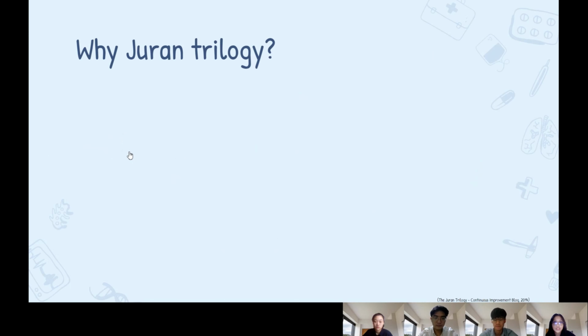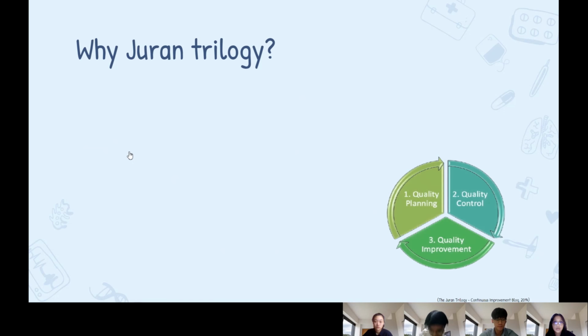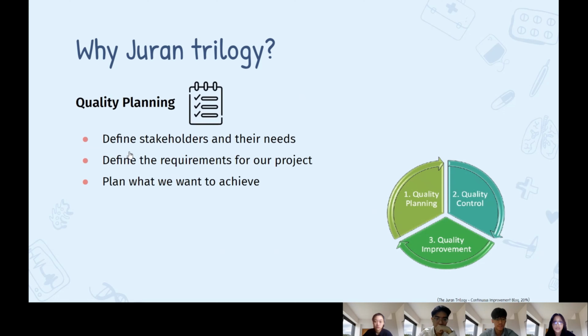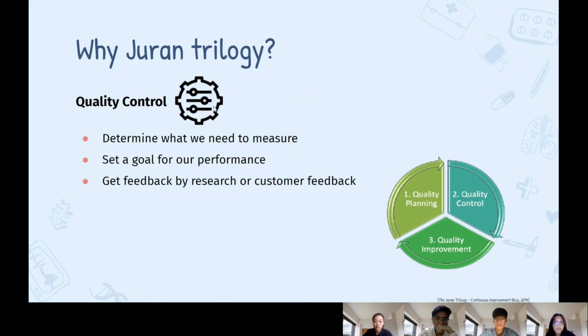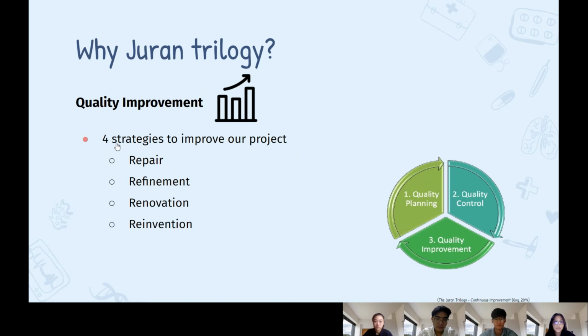Next will be why and how we use Juran trilogy. So why did we use Juran trilogy? As mentioned earlier, Juran trilogy consists of quality planning, quality control, and quality improvement. For quality planning, it will help us to define our stakeholders and their needs, define the requirements of our project, and plan what we want to achieve. For quality control, it will help us to determine what we need to measure, our goals, and to obtain feedback. And lastly, quality improvement consists of 4 strategies: repair, refinement, renovation, and reinvention. We'll be using these 4 strategies to aid us in improving our project.